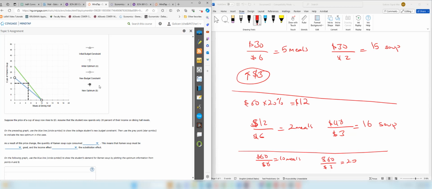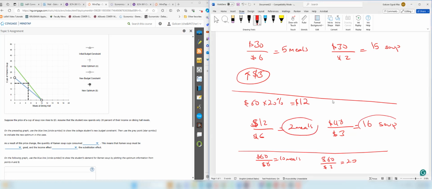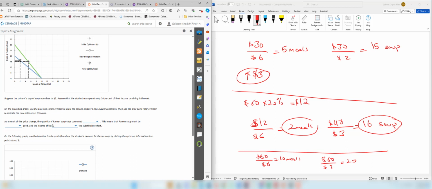And now the new optimum is going to be, as I said, 2 meals and 16 soups, because you're spending 20% of your income on meals and the remaining on soup. So this is going to be where? Yeah, this is the new optimum. As a result of this price change, the quantity of ramen soup cups consumed increases. As you see, it was 15 before, now it's 16. This means that the ramen soup must be an inferior good.